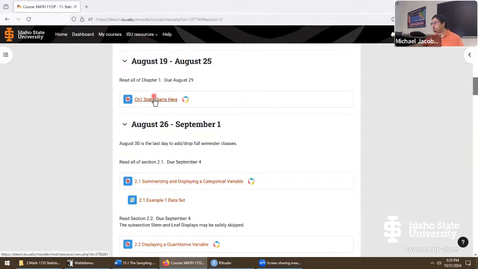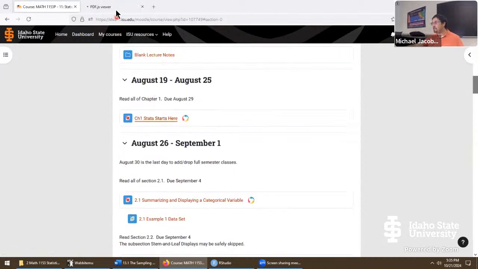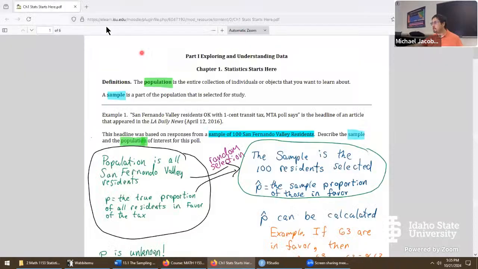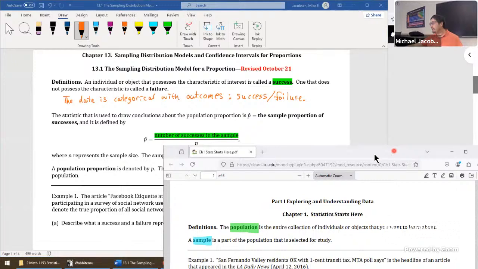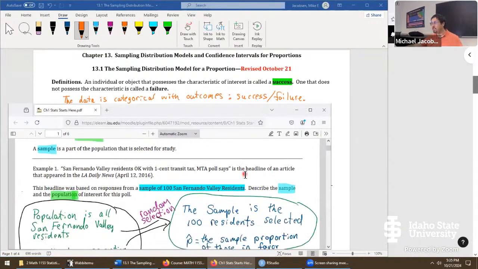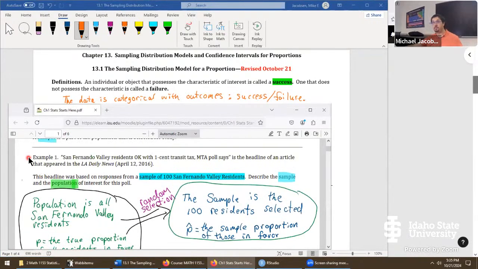So all the way back to chapter 1 again. Let's take a look at these data when we think about successes and failures. Right here on this example, pretty simple write-up. It says, San Fernando Valley residents are okay with the 1-cent transit tax. And this headline was based on responses for a sample of 100 San Fernando Valley residents.